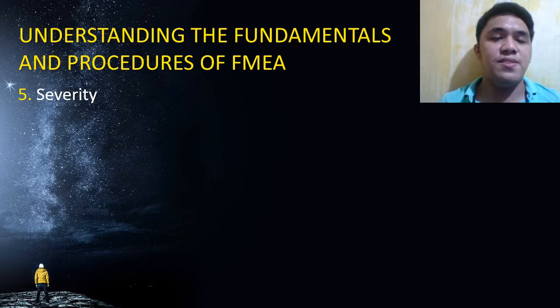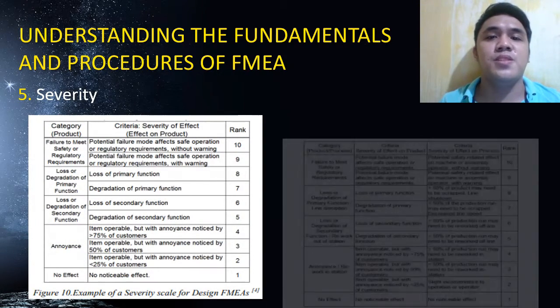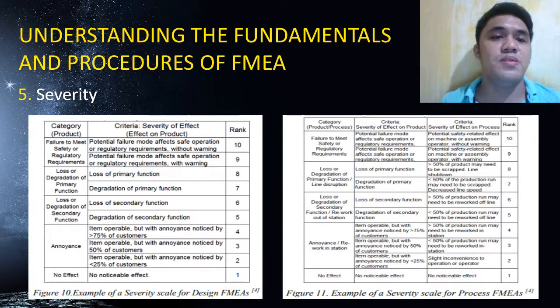Number 5 is the severity. Severity is a ranking number associated with the most serious effect for a given failure mode, based on the criteria from a severity scale. It is a relative ranking within the scope of the specific FMEA, determined without regard to the likelihood of occurrence or detection. Figure 10 is an example of severity scale for design FMEA. Figure 11 is an example of severity scale for process FMEA.